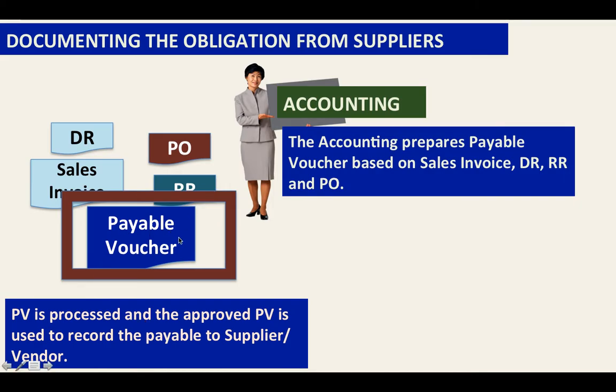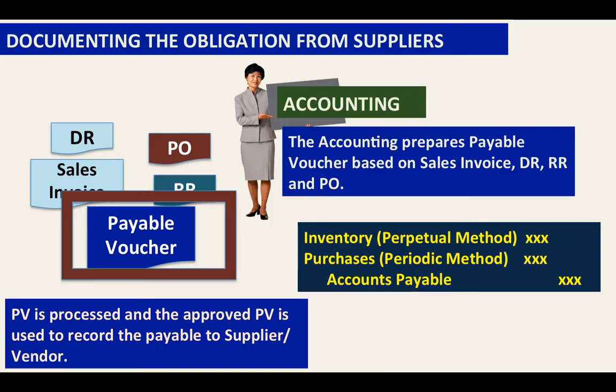So based on the payable voucher, ito na ngayon magiging basis ng accounting para ma-record yung purchases. So kung nagbibili ng inventory, for perpetual method or for periodic method, debit purchases and credit accounts payable. So this payable voucher now establishes the propriety of the obligation. So, yan ang nagiging basis ng recording: debit inventory, debit purchases, and credit accounts payable.